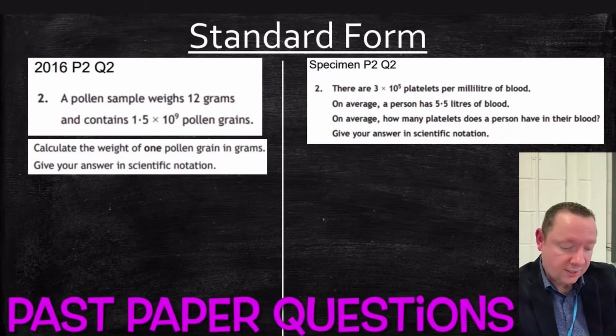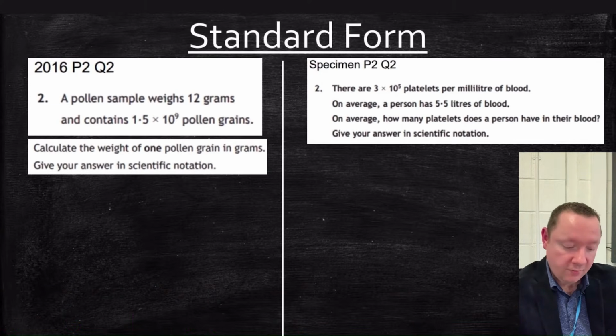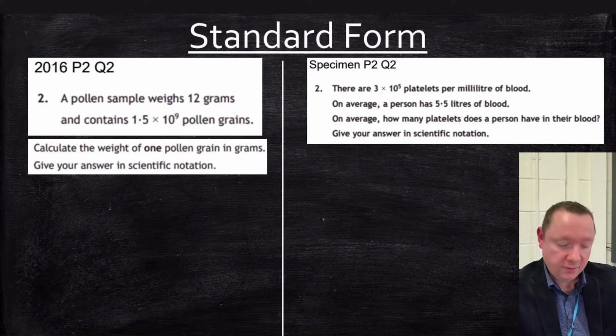A couple of past paper questions on standard form. So 2016 Paper 2 Question 2. A pollen sample weighs 12 grams and contains 1.5 times 10 to the 9 pollen grains. Calculate the weight of one pollen grain in grams. Give your answer in scientific notation.